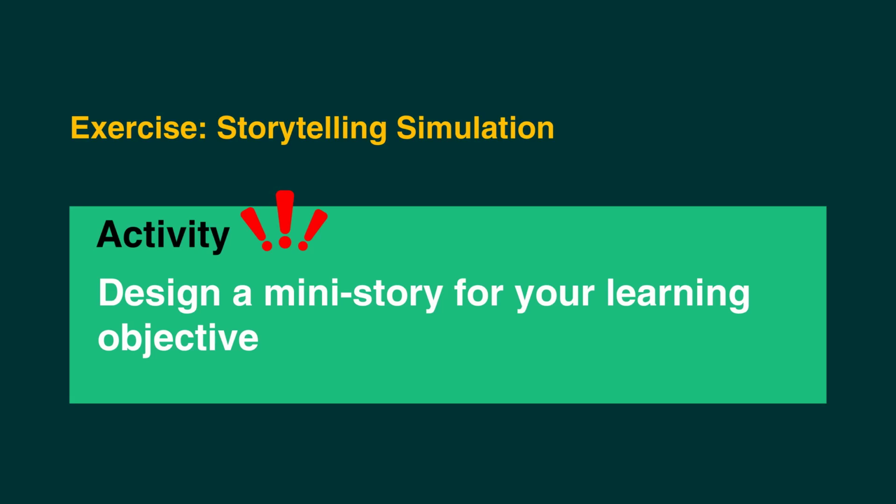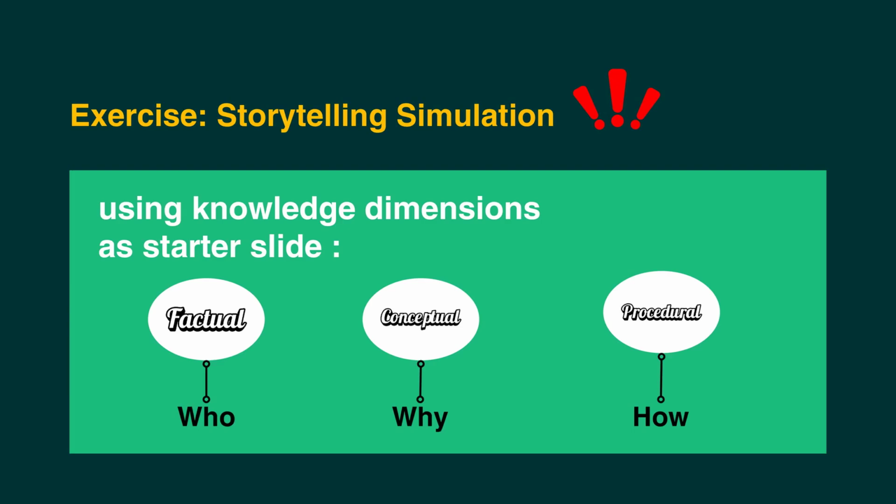The third exercise: create a mini-story. Think of a situation where your learners face a real challenge. Use storytelling to bring the objective alive, guiding them step by step through the process using the framework above. To begin this exercise, we start from the very first layer of the knowledge dimension, factual knowledge. This type of knowledge answers the question, what is it? It includes terminology, parts, codes, or basic details that professionals must know before they can move forward.